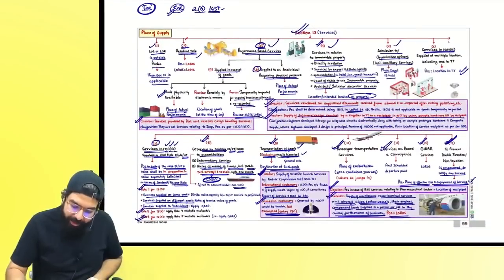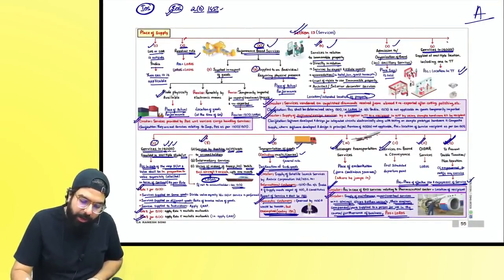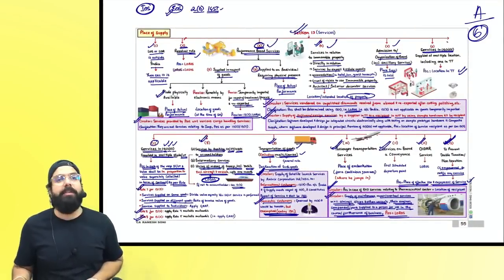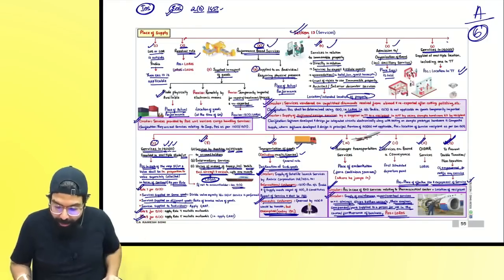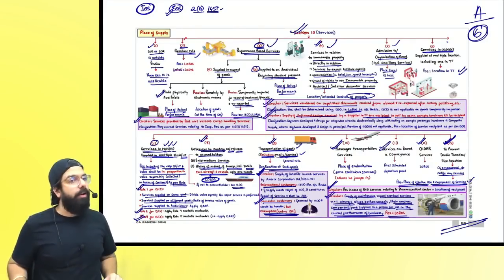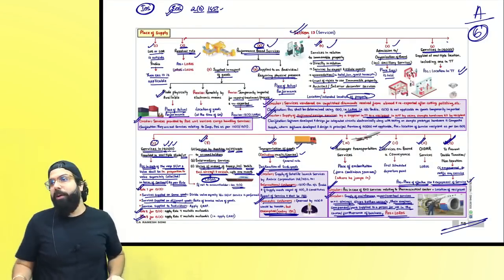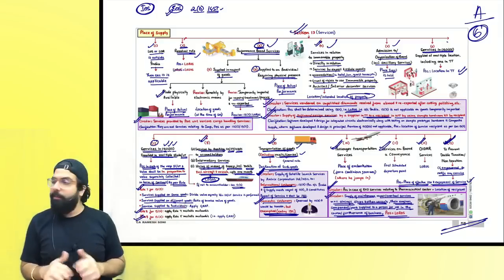I hope we are clear till here. This is a graded chapter, everyone, and 6 marks is something they generally ask in the exam. I will conclude my revision on the chapter of place of supply over here. Congratulations, people.